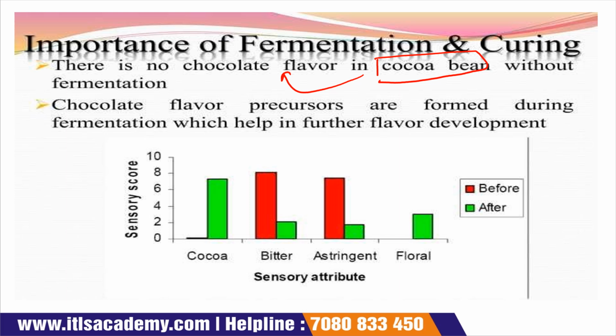Chocolate flavor precursors are formed during fermentation, which help in further development. When we perform the fermentation, many chocolate flavor precursors, which give the peak flavor of the chocolate, are formed. This will help in further flavor development. This is the graph between the sensory score and the sensory attribute. The red one is before fermentation and the green one is after fermentation.